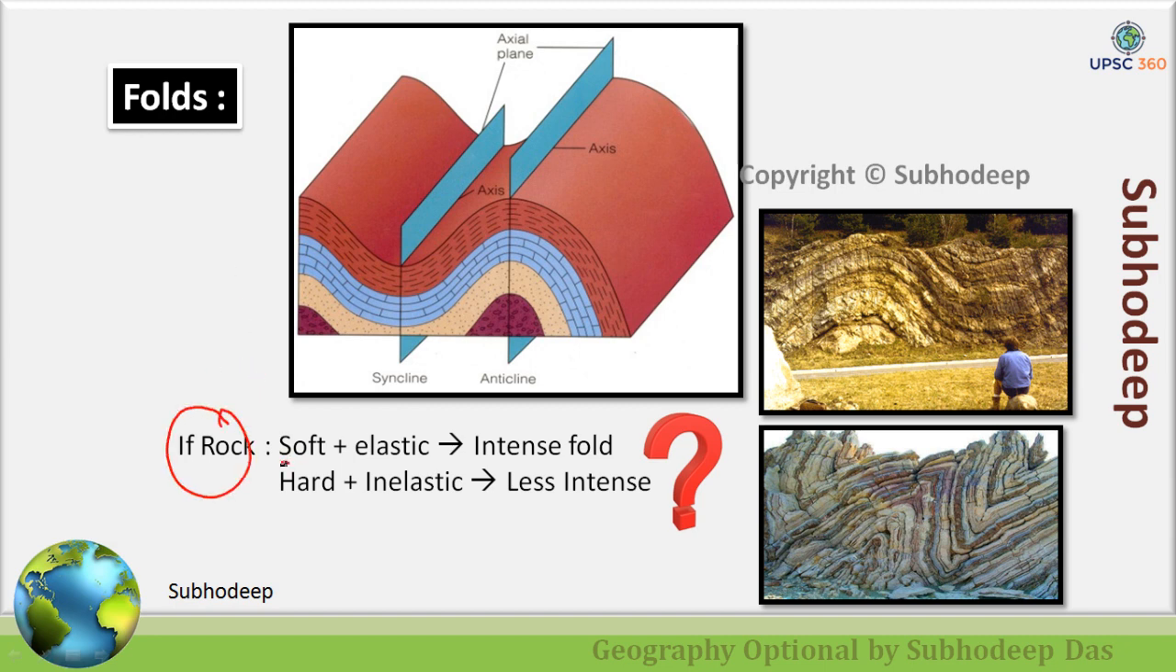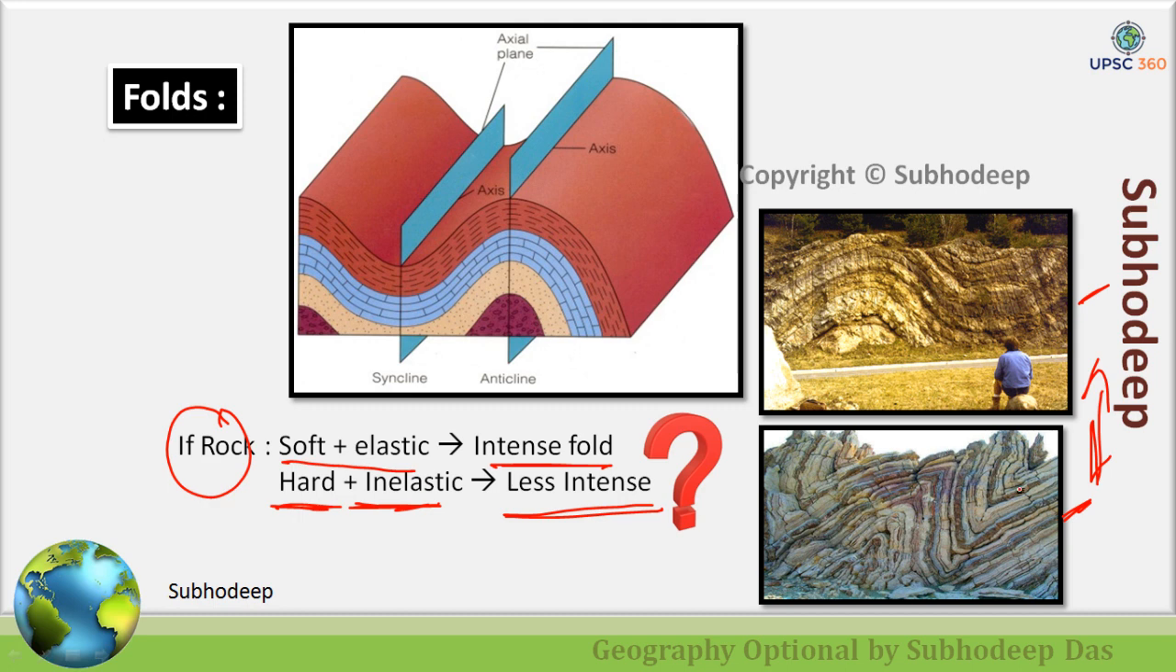If rocks are soft and elastic, then the folds are quite intense. If the rocks are hard and inelastic, then the fold will be less intense. Now, I've given two pictures, right? So you just compare these both pictures, and tell me in which case the rocks are quite hard and in which case the rocks are relatively soft.